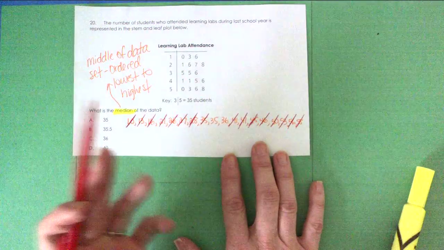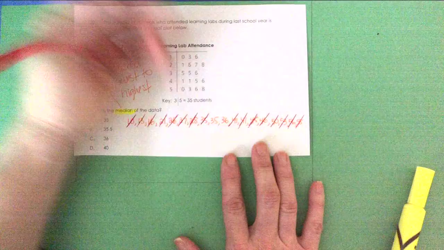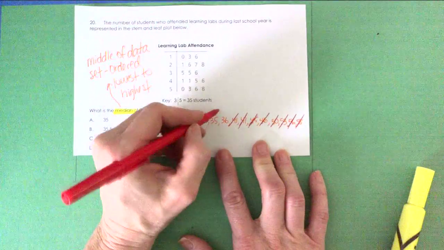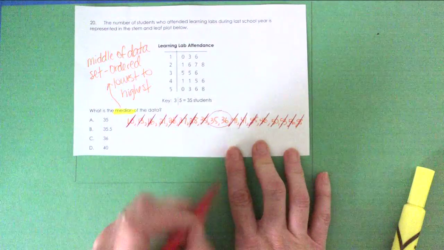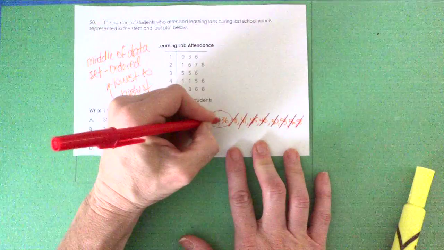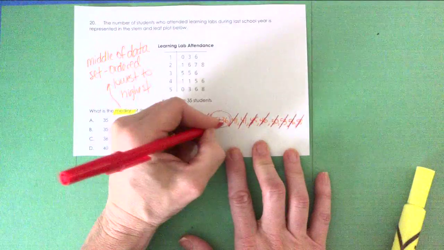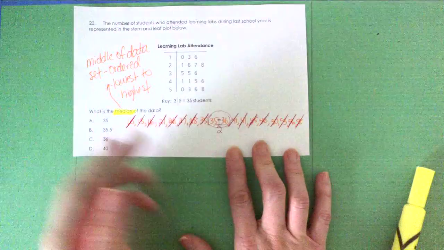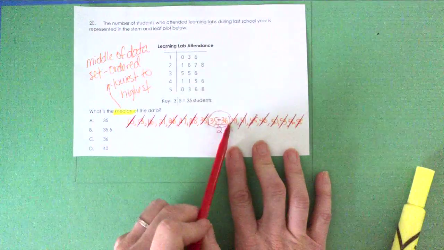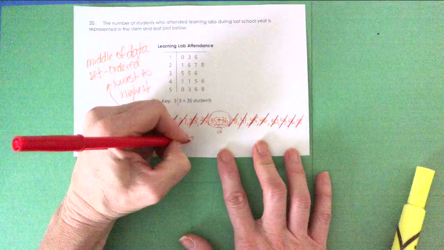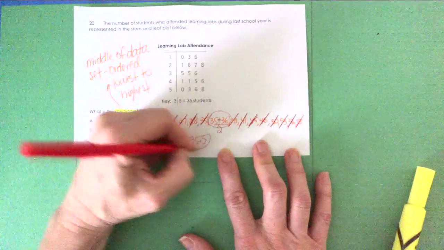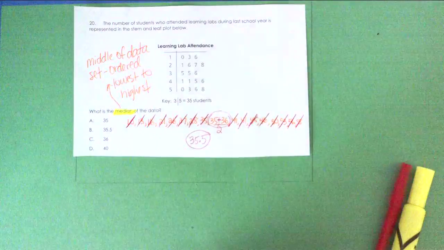There's no dead center. If I cross these out, I've got nothing. So when I have 2 left in the middle, I find the average of those 2. I add them together, get their sum, and divide by 2. 35 plus 36, of course, is 71. 71 divided by 2 is 35.5. So I'm going to choose letter B.